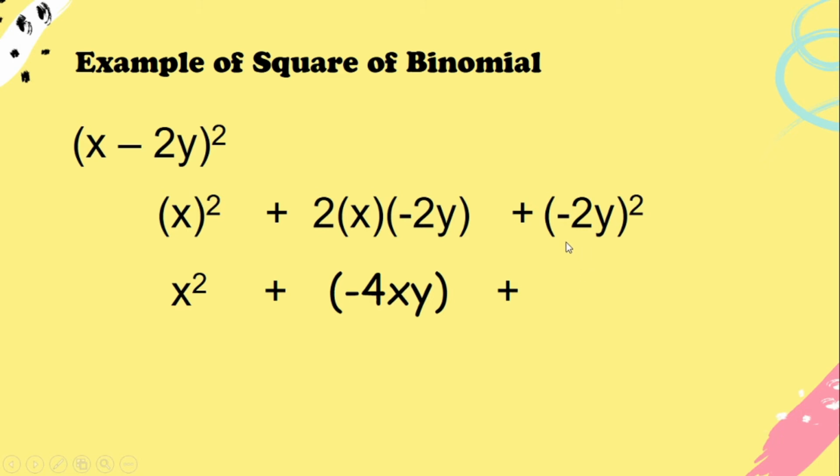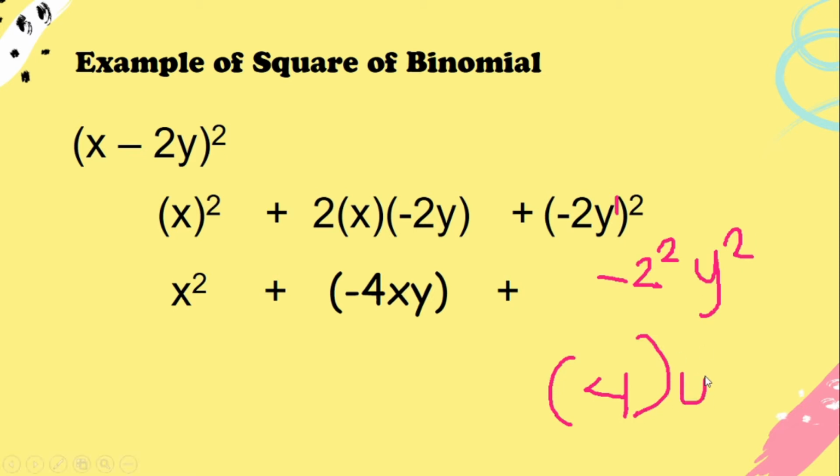negative 2y squared. O ano 'to? Law of a product sa law of exponents. So si negative 2, understood yan na may 1 na exponent. So magkakaroon siya ng 2, kasi 2 times 1, that's 2. Si y, may understood din yan na may 1 exponent. 2 times 1, that's 2 din. So meaning to say, negative 2 times negative 2, that's positive 4. And then, y squared, then y squared. So we have plus 4y squared.